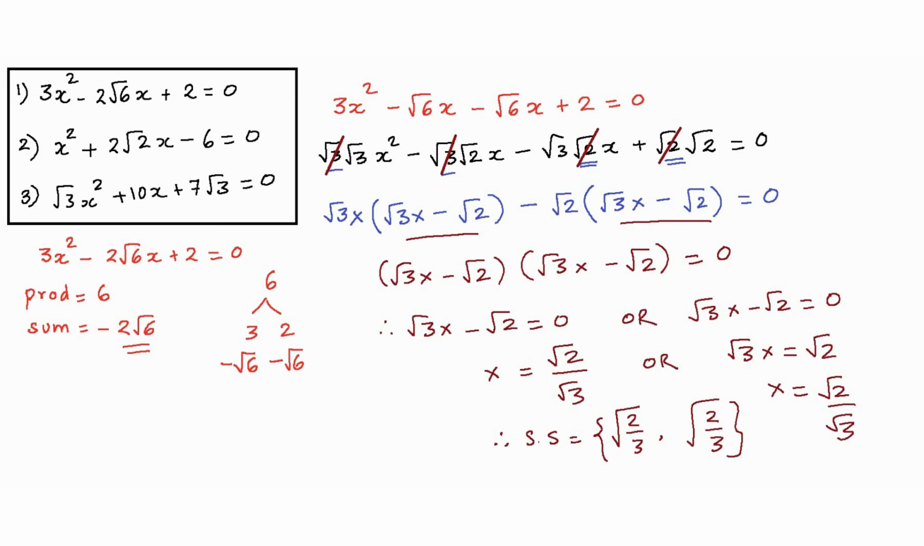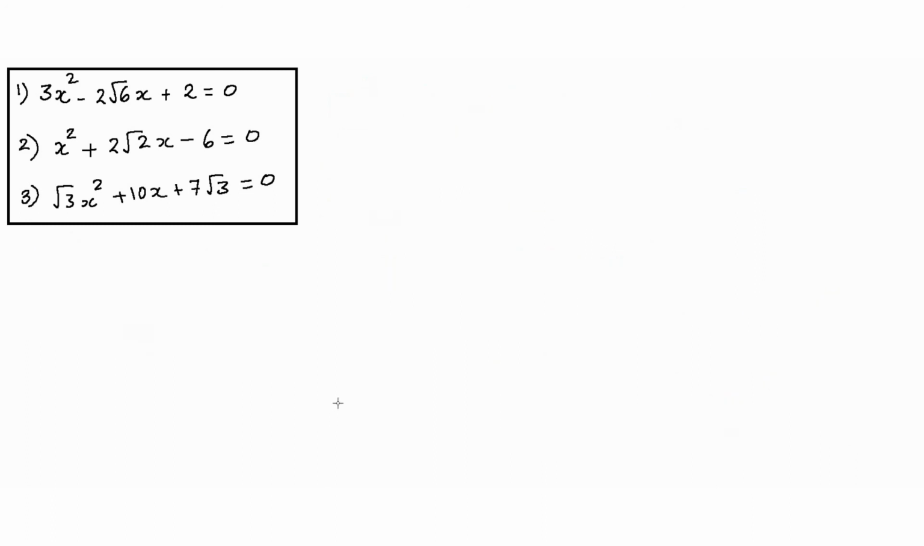Okay, let us now solve the second question. The second equation is x square plus 2 root 2x minus 6 equal to 0. So these two numbers will basically, what is the product that we want? 1 into negative 6. So the product desired is negative 6 and the sum desired is positive 2 root 2, right? So this is a hint that the number should definitely contain root 2.